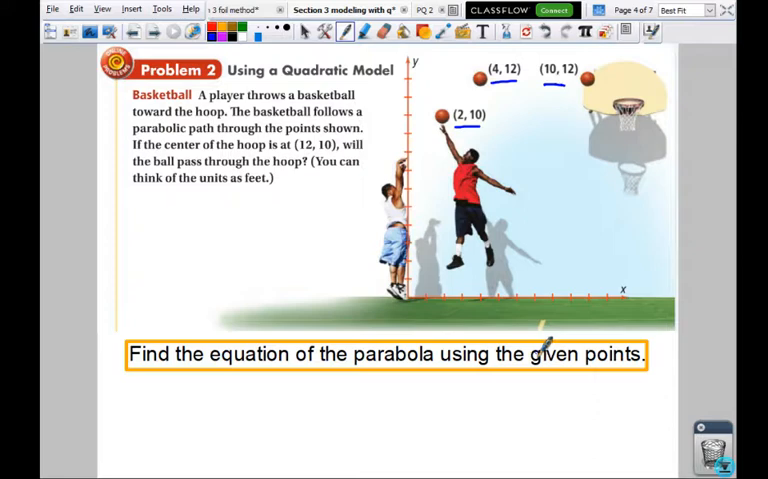I'll be there in a second. It's just fractions, which is fine. All you're doing is this. Remember when you plugged that first one in?